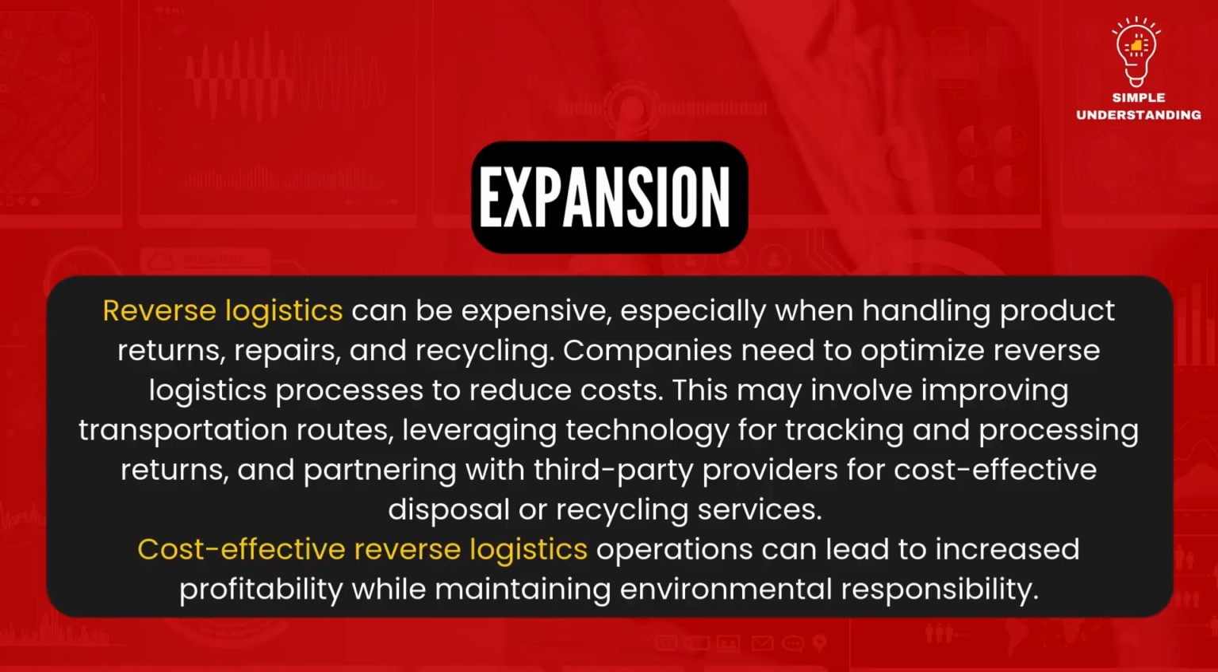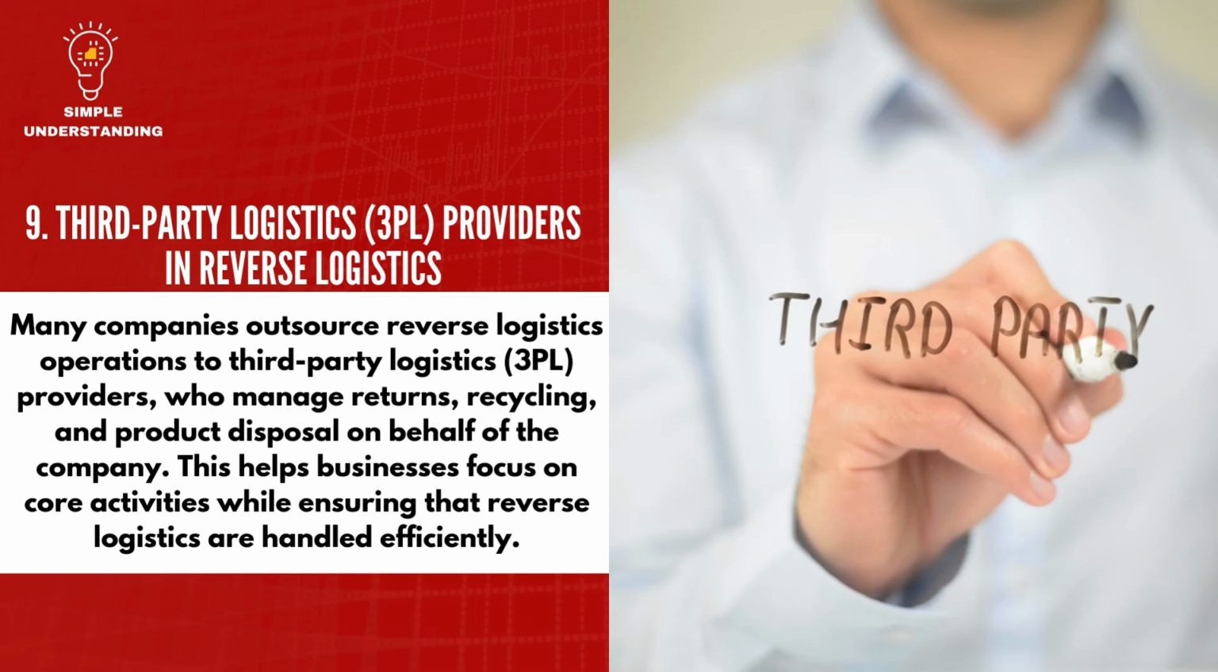Expansion. Reverse logistics can be expensive, especially when handling product returns, repairs, and recycling. Companies need to optimize reverse logistics processes to reduce costs. This may involve improving transportation routes, leveraging technology for tracking and processing returns, and partnering with third-party providers for cost-effective disposal or recycling services. Cost-effective reverse logistics operations can lead to increased profitability while maintaining environmental responsibility. 9. Third-party logistics, 3PL, providers in reverse logistics.